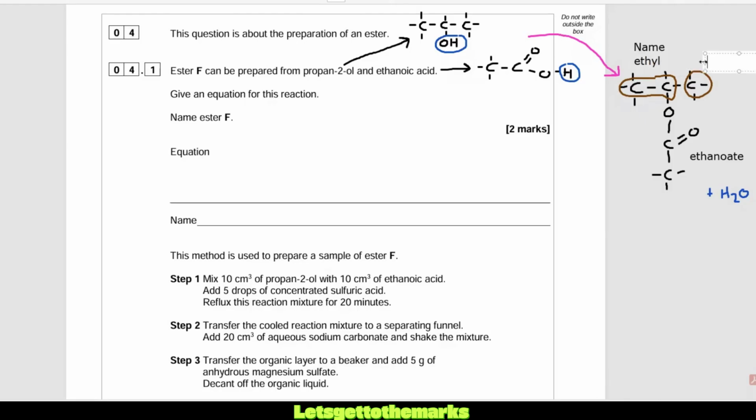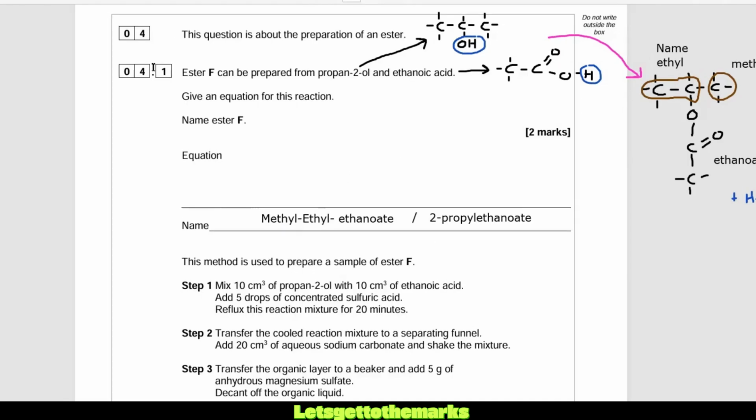So we call it ethyl ethanoate, but then we want to acknowledge that there's a methyl side group that I've circled in brown there. So we might call it ethyl ethanoate, but then stick the methyl at the front. So call it methyl ethyl ethanoate. Of course, we don't need to number it because if the methyl group was on the other end, it would just be propyl ethanoate. So yeah, it'd just be methyl ethyl ethanoate, or you could call it 2-propyl ethanoate if you like. Now we just need to bust out the equation.